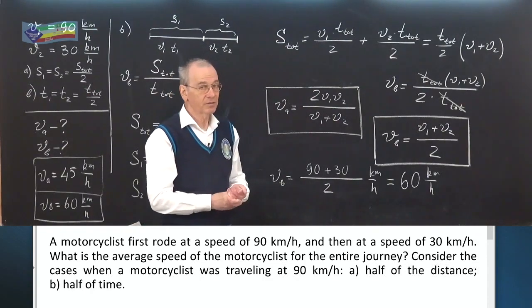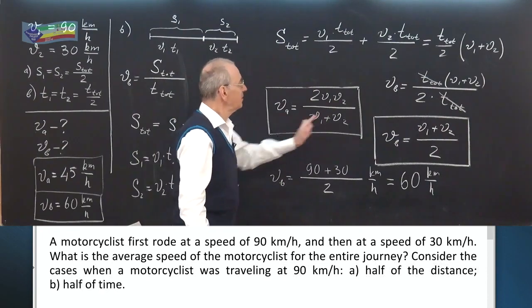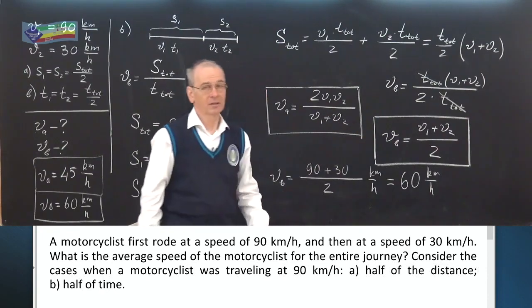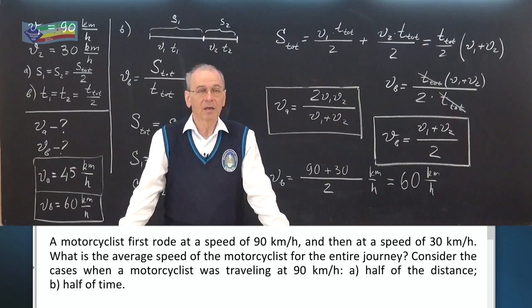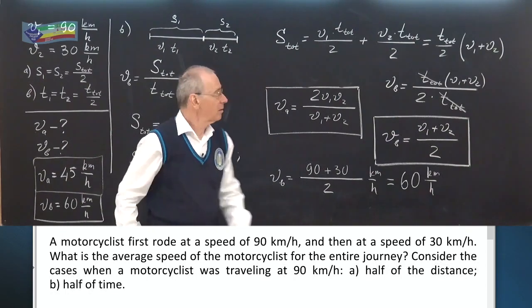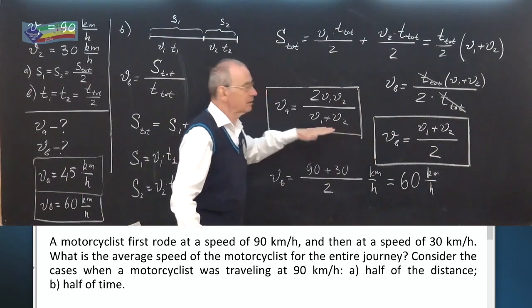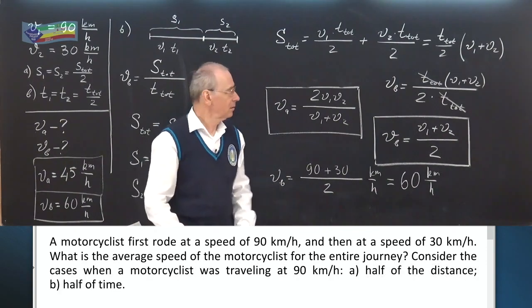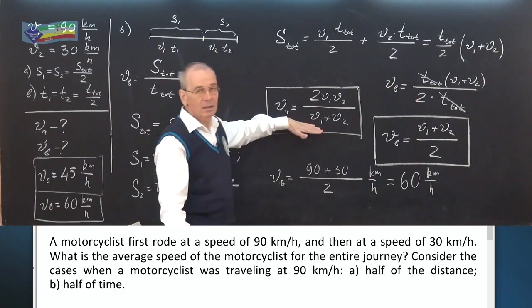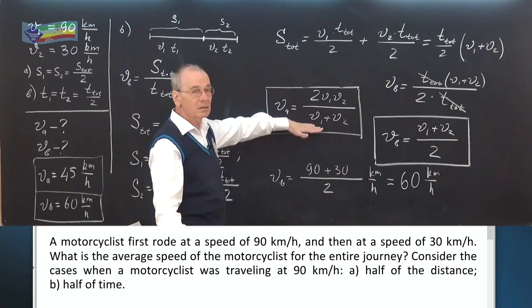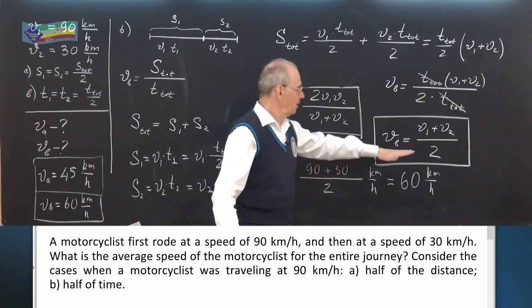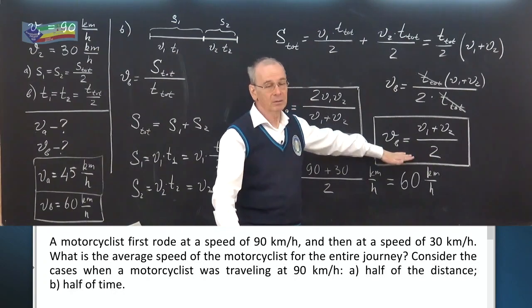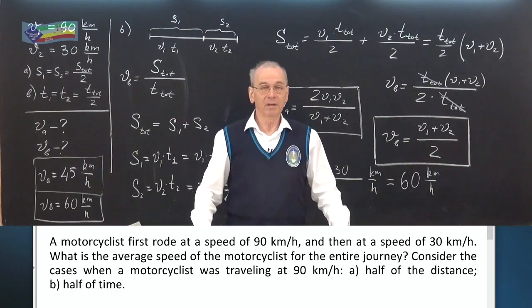Pay attention to the fact that these two average speeds are calculated using absolutely different formulas. Not a middle value in the first case. Yes, middle value in the second. The problem is solved.